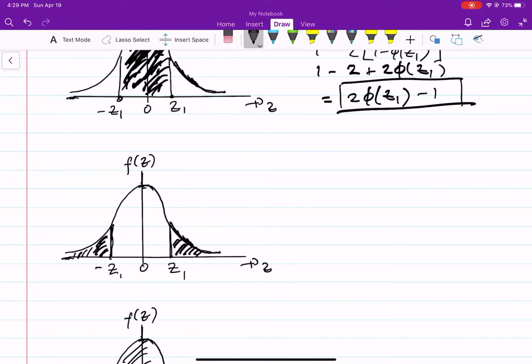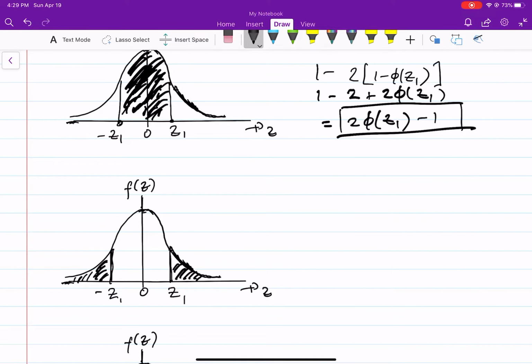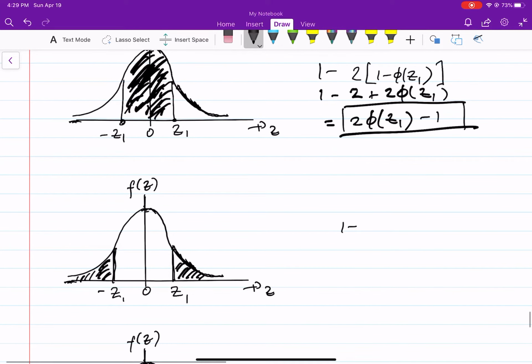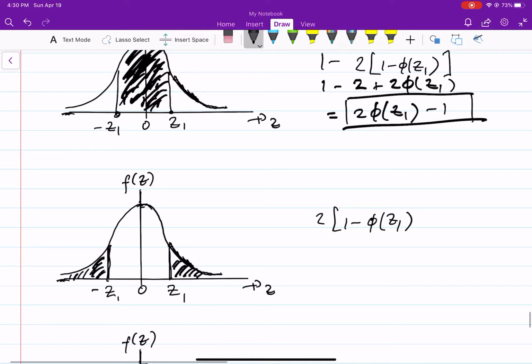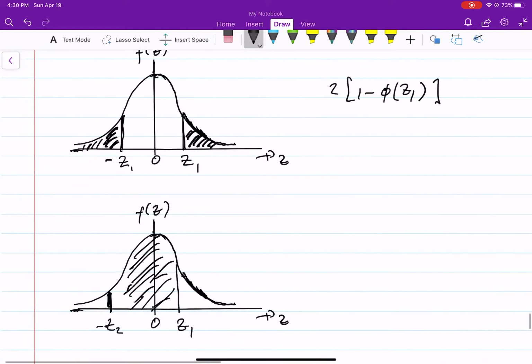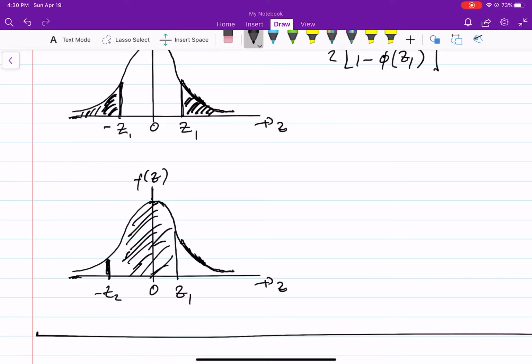Next. I want the two shaded portions on the left and the right. The one to the right, I just figured out, is 1 minus phi of Z1. And if I double it, 2 times that, then that will give me the two shaded portions, one on the left, one on the right. Okay, that's easy enough. The last one I have here, I need the shaded region between, and it's not symmetrical.